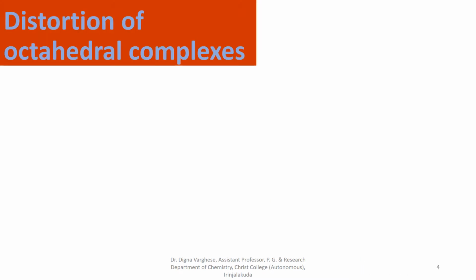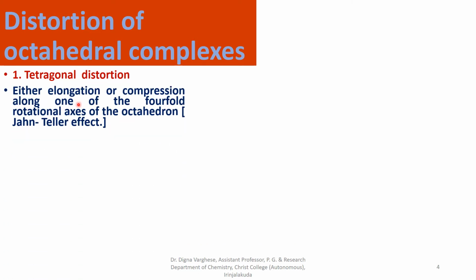We know for coordination number 6, the most common arrangement is octahedral, but the arrangement of ligands, or the nature of ligands, which is the interaction between the metal and the ligand, will influence some distortions in octahedral complexes. The first one is tetragonal distortion, either elongation or compression along one of the fourfold rotational axes of the octahedron.